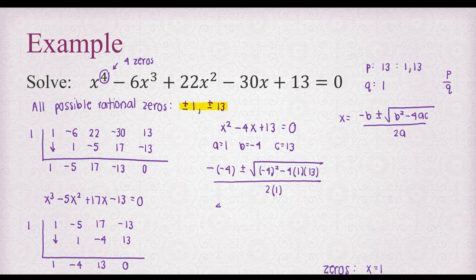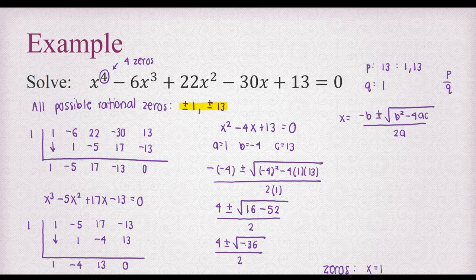Well, back-to-back negatives means we'll have a positive 4 on the outside. Under the square root, -4 quantity squared is 16. When I multiply -4, 1, and 13 together, that's going to give me a -52. That's all over 2. Subtract those numbers under the square root, and now we're going to have a number of -36.